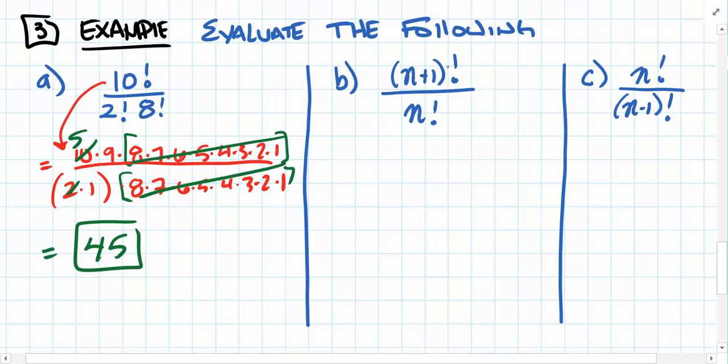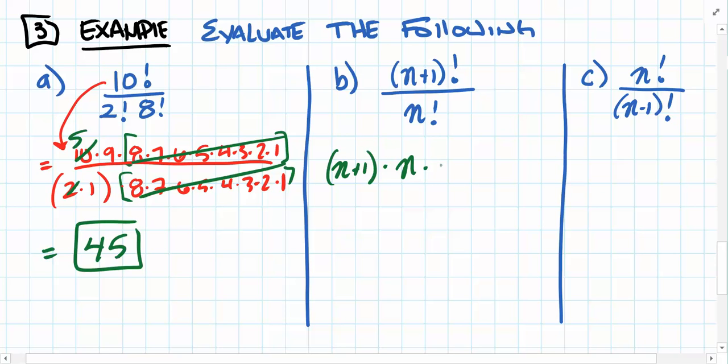Okay, but what about example B here? I have n plus 1 factorial. How do I write that in factorial symbol? Well, remember, that just means start with what you have, n plus 1, okay, and multiply by one integer less than that. So that would just be n plus 1 minus 1. So that's just the number n.